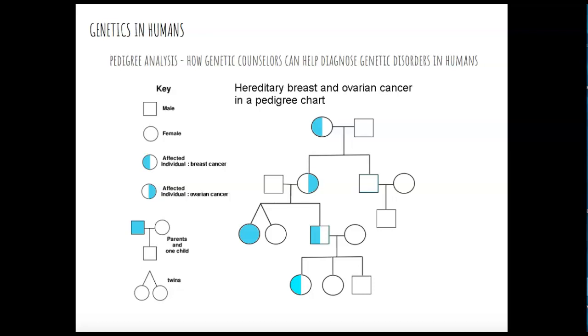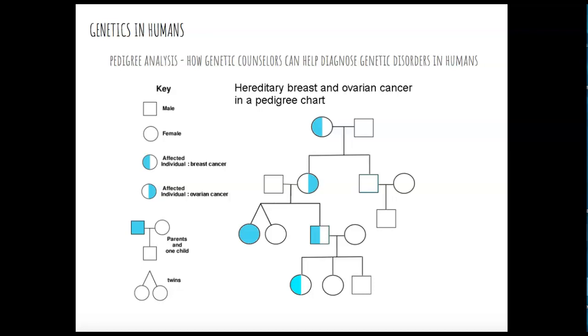So when we're talking about genetics, one of the things that people often are interested in is whether they are carriers of different types of diseases and traits. And so to determine whether a family or an individual or a couple has a possibility of passing on some kind of harmful trait to their offspring, genetic counselors can help diagnose genetic disorders in humans using a pedigree analysis.